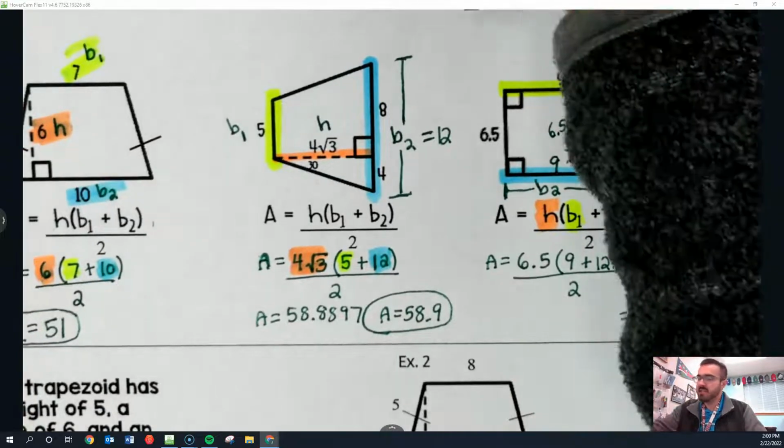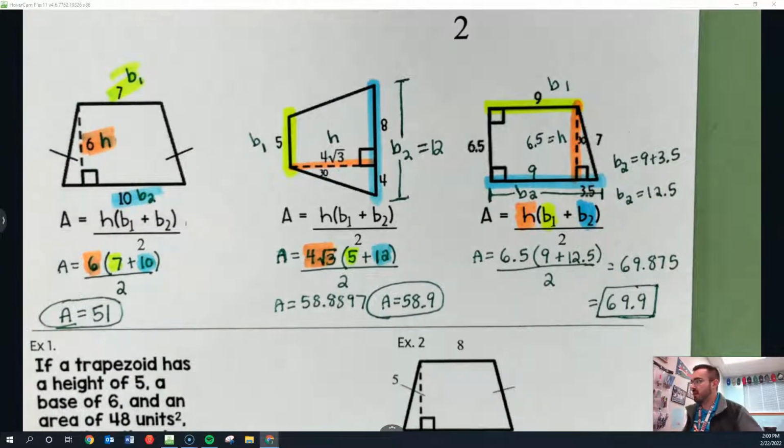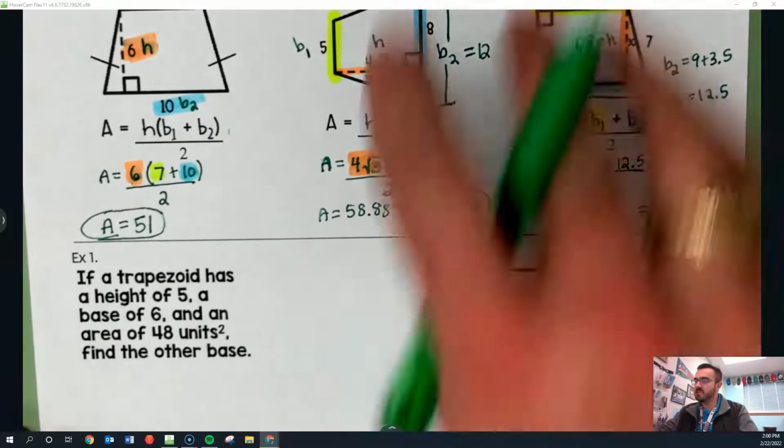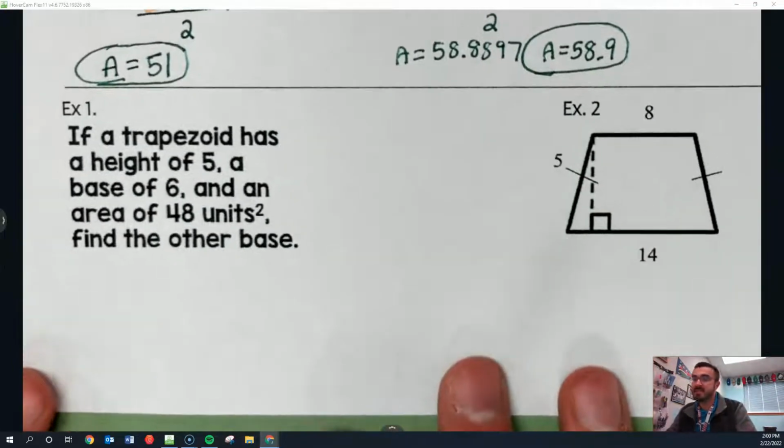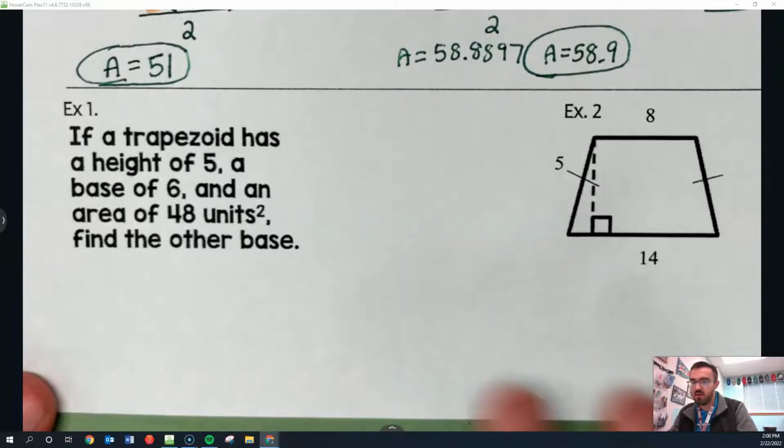So that's kind of the basics, guys. It's basically just a formula. Don't overthink it. All right, let's talk about example 1. This one's different because it doesn't give us a picture, so we have to actually draw this picture out.